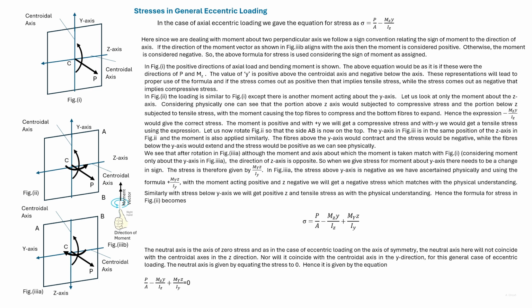Let us now look at the neutral axis. The neutral axis is the axis of zero stress. Like in the case of eccentric loading on the axis of symmetry, the neutral axis here will not coincide with the centroidal axis in the z direction. It is given by substituting 0 for sigma here, as in this expression. The neutral axis will be linear as before, but for the general case of loading, will not be parallel to any of the axis of symmetry.